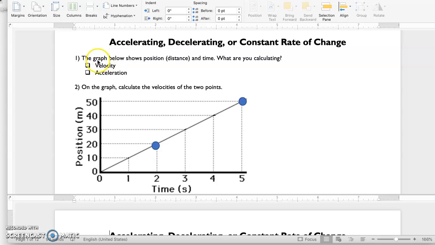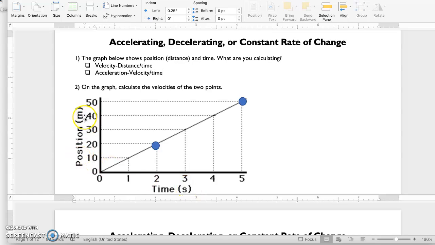And the first question asks, the graph below shows the position, distance, and time. What are you calculating? Are you calculating velocity or are you calculating deceleration? Remember, velocity is distance divided by time. And acceleration is velocity divided by time. So look at the graph. It says position. Position is also distance and time.